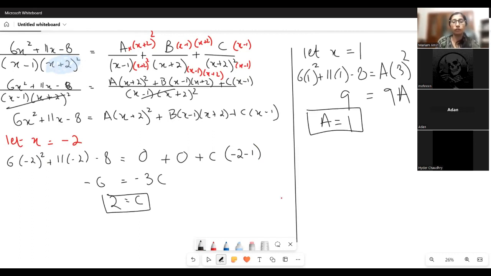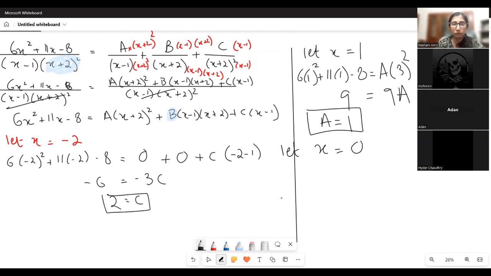Now we need the value of b. To find b, we can't use x equals to 1 because then b gets eliminated. Similarly, you can't use x equals to minus 2 because for that, b also gets eliminated. So we have to use some other value of x and make it as simple as possible. So I'm going to take x equals to 0. And also I already have values of a and c, so I should be able to find b from here. Let x is equals to 0.